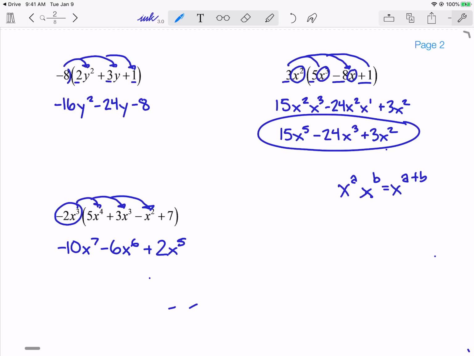And then lastly, when I multiply by a 7, I'm going to get -14x cubed because there were no other x's to begin with. And then this would be my final answer. Okay, so now all of these, I was distributing a single term polynomial or monomial to some kind of polynomial.